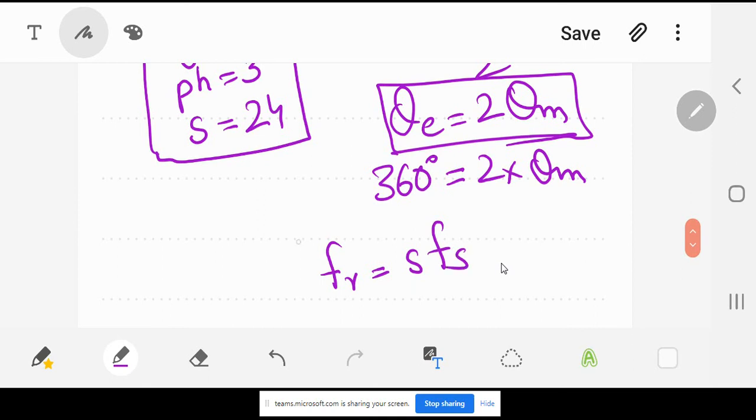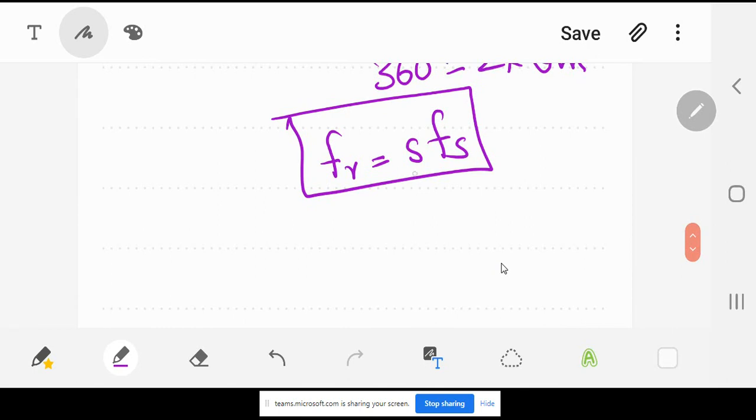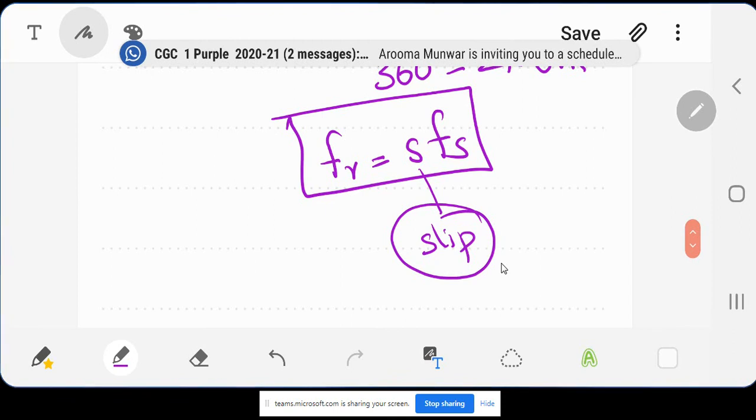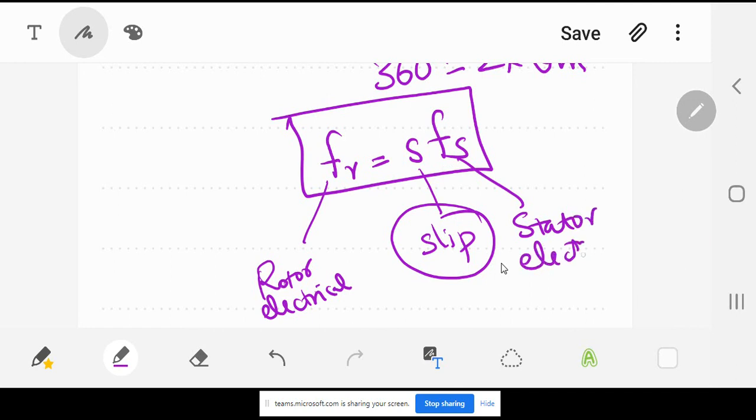And if Mr. Latif has gone through this point, this means he has actually explained what S is. S is the slip of the machine, or the slip of the rotor with respect to the stator magnetic field. This is the rotor electrical frequency. This is the stator electrical frequency.